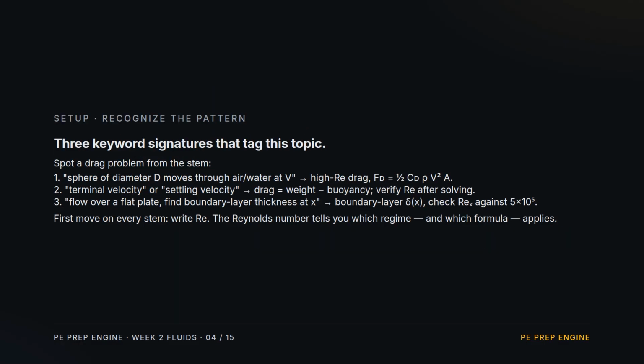Three keyword signatures. 1. Sphere of diameter d through air or water at velocity v. High Reynolds drag, standard equation. 2. Terminal or settling velocity, set drag equal to weight minus buoyancy. Verify Reynolds afterward. 3. Flow over a flat plate, boundary layer thickness at distance x. Check the local Reynolds against 5 times 10 to the 5th. First move on every stem, write Reynolds. It picks the regime, which picks the formula.